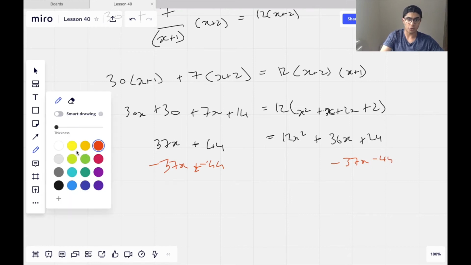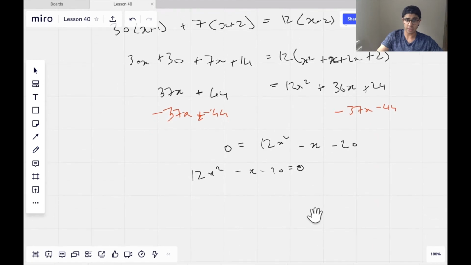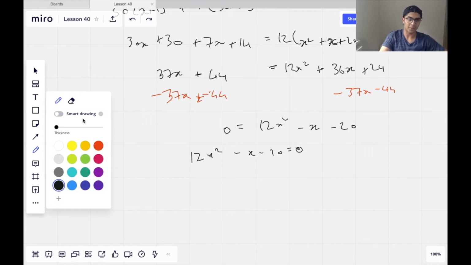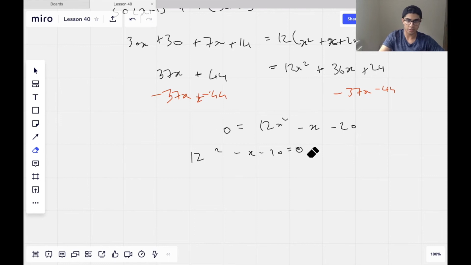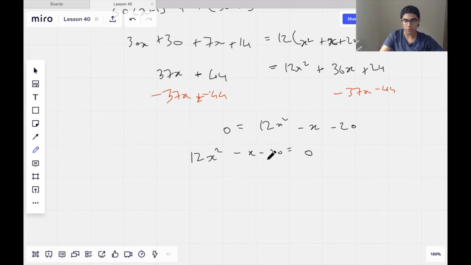So then on the left we'll get 0. On the right, we'll get 12x squared, 36x minus 37x is minus x, and 24 minus 44 is minus 20. And now I just rearrange it so the quadratic is on the left and the 0 is on the right. That's because that's the way you usually see it. And now we have this: 12x squared minus x minus 20 equals 0.